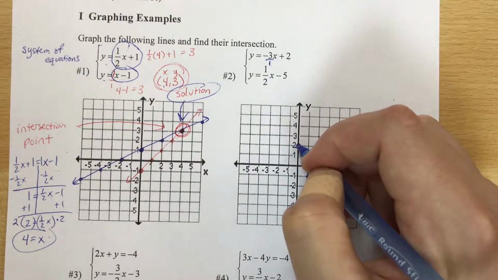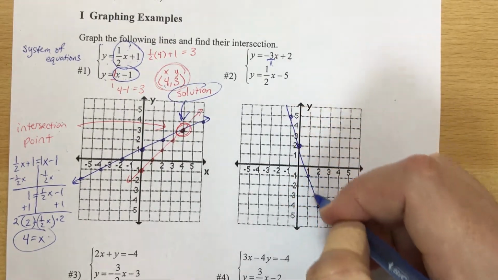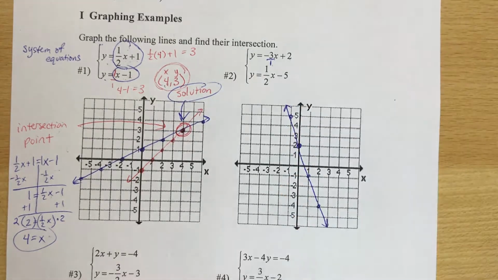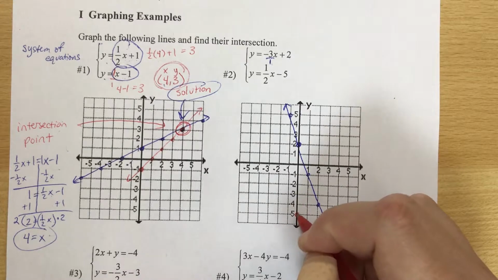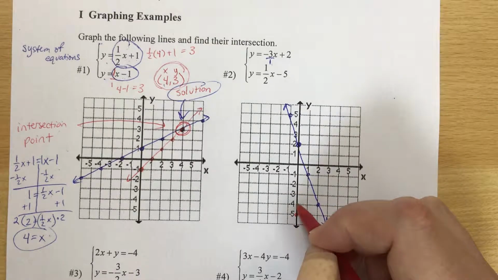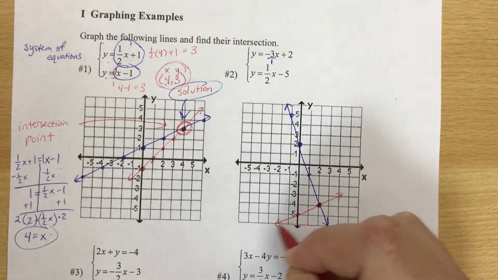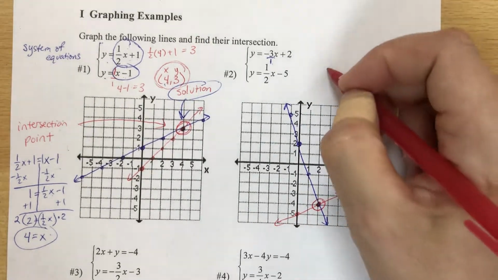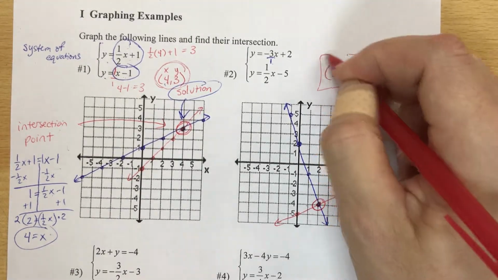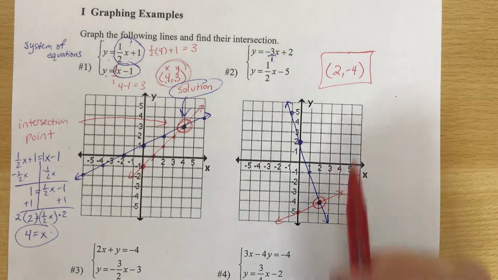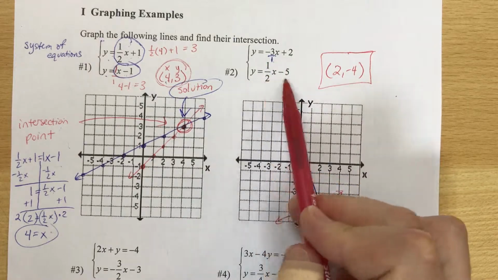Or we could go up 3, left 1, and it puts you on the same line. So there's the first line, y = 1/2 x minus 5. So minus 5 is the y-intercept, and then the slope is rise 1 and run 2. Oh, there's the intersection. So my solution is (2, negative 4). And again, these are the values for x and y that make both equations true.